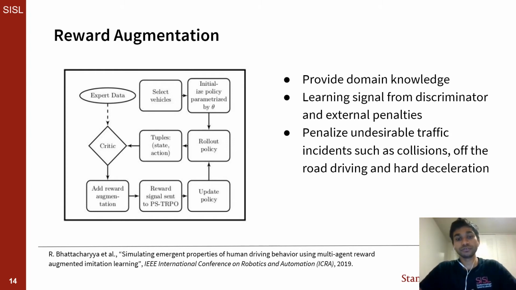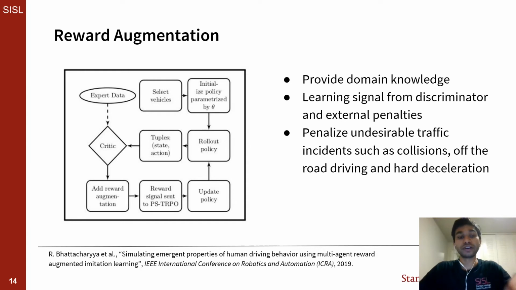So using these two modifications to GAIL, firstly parameter sharing for multi-agent work and reward augmentation to provide domain knowledge, on the left is what the entire pipeline looks like. So first we select some vehicles and we initialize a policy parameterized by theta. All these vehicles now have a copy of this policy using which we roll out. So basically we drive all the vehicles forward a few time steps. That generates the tuples of state actions.